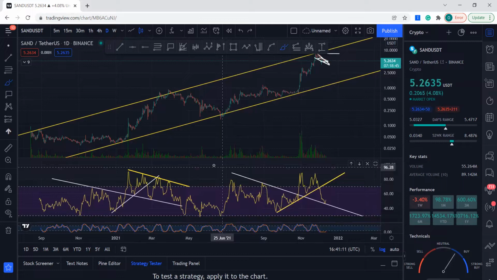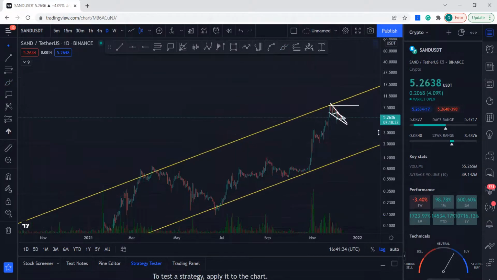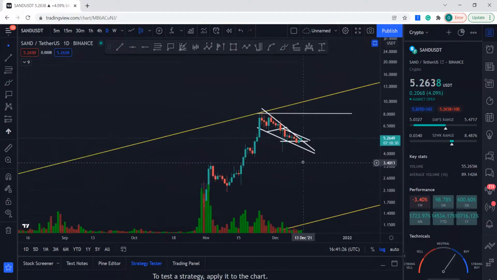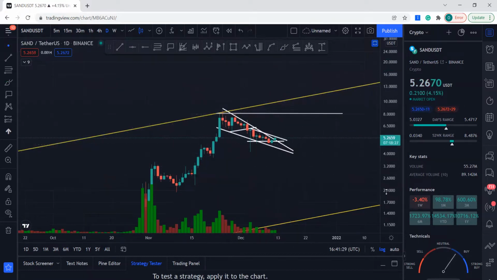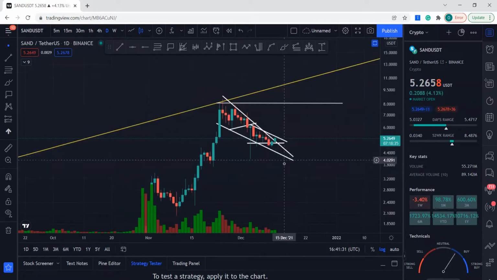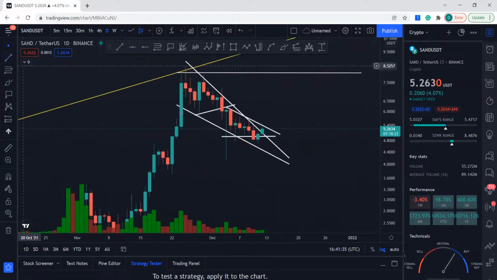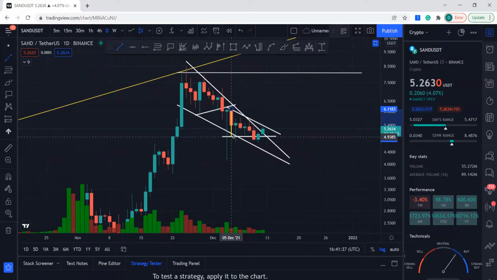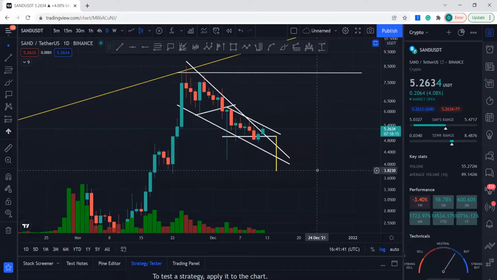Until or unless in the RSI, whatever it wants to do here, that's fine. But in the RSI, it's telling me the real story. So if it breaks this support, that means it has broken this whole wedge, and the price is coming down, okay? And it's gonna come wherever the price target is. It's gonna be right over here. This is the price target then, okay? Wherever it can find the support at.